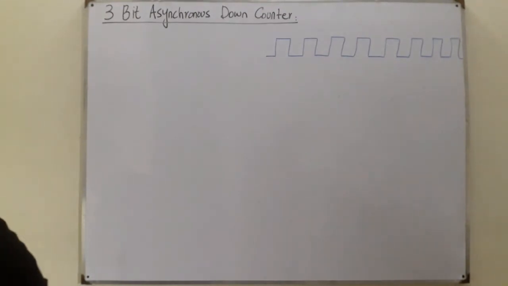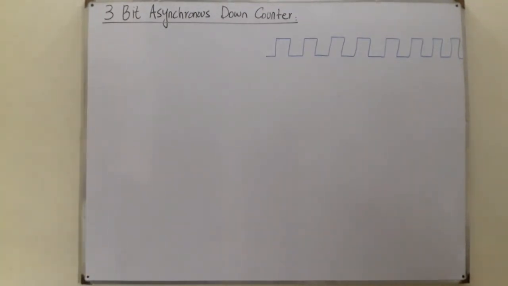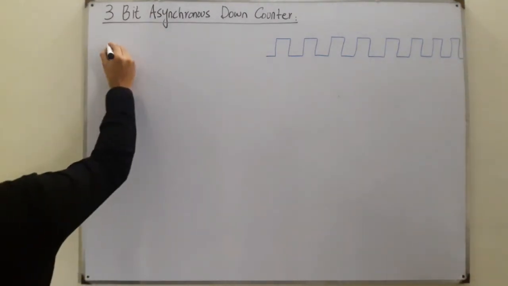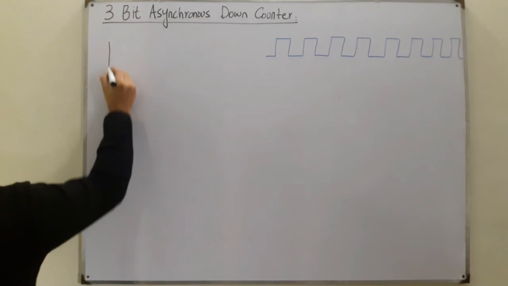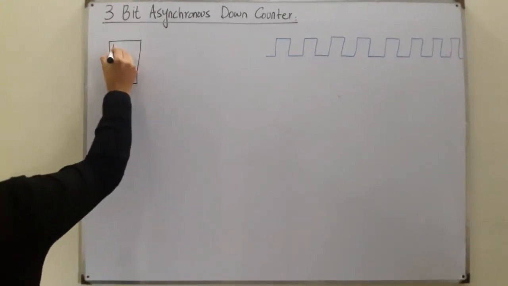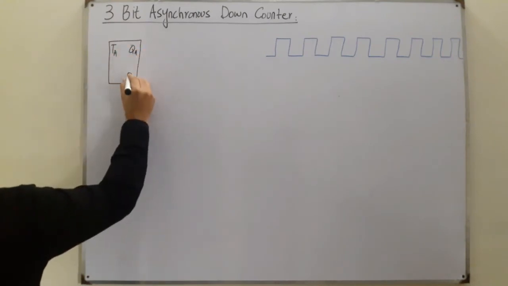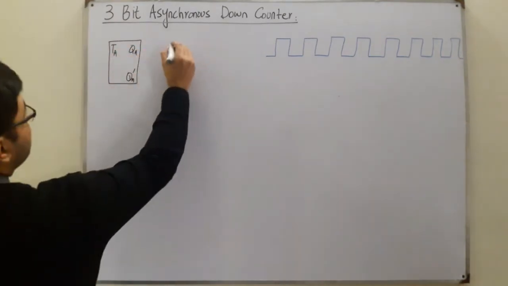A 3-bit asynchronous down counter means for each bit we require a single flip-flop. So for 3 bits, how many flip-flops will we require? 3 flip-flops, let's say using the T flip-flop. This is the first, you have the input, let's say TA, you have QA and QA complement.